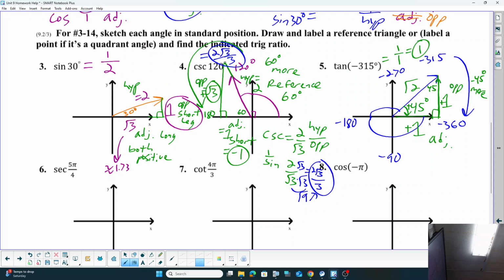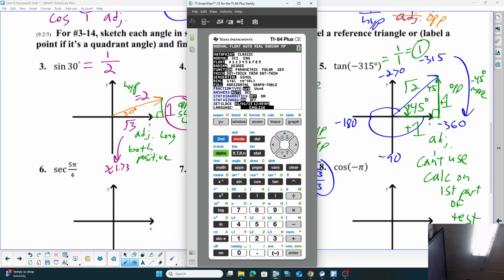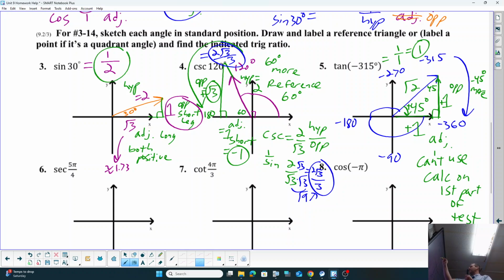Cool. So you can't use a calculator on the first part of the test. But because some of those problems you can just plug it in to check your answer, let's give it a try. I'm going to go to the mode button, make sure I'm back in degrees, just to check your answers right now. So first we'll do sine of 30 degrees, which is a half, which we got. That was the answer for this one.